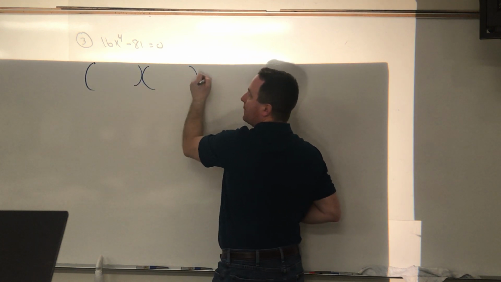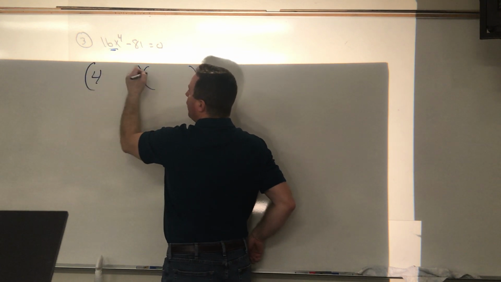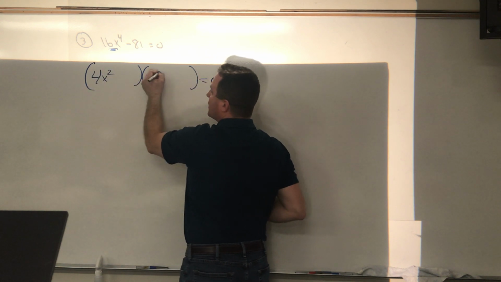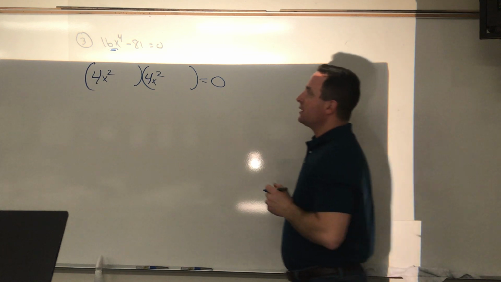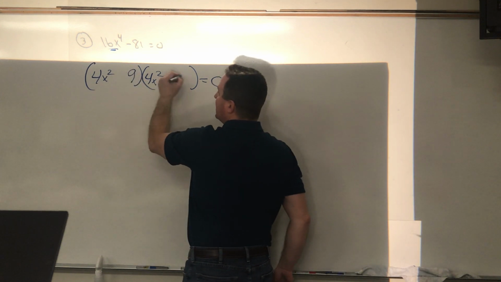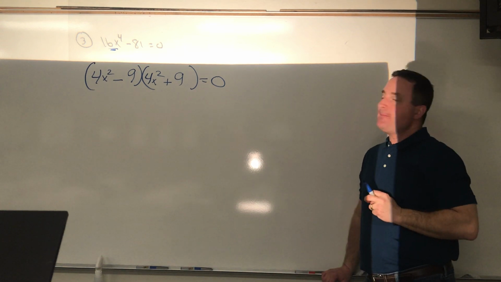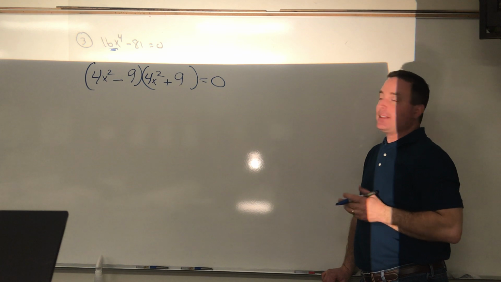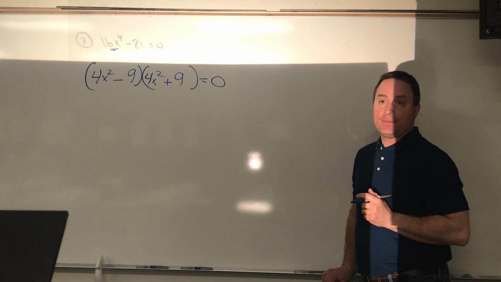They don't have a greatest common factor. But 16 is a perfect square. I could do 4 and 4. X to the 4th is a perfect square. It's x squared and x squared. And we know 81 is also a perfect square. It could be 9 and 9. One is plus, one is minus. Now, once I factored it into that, let's look at what I have left over. Can I factor any of those any further?